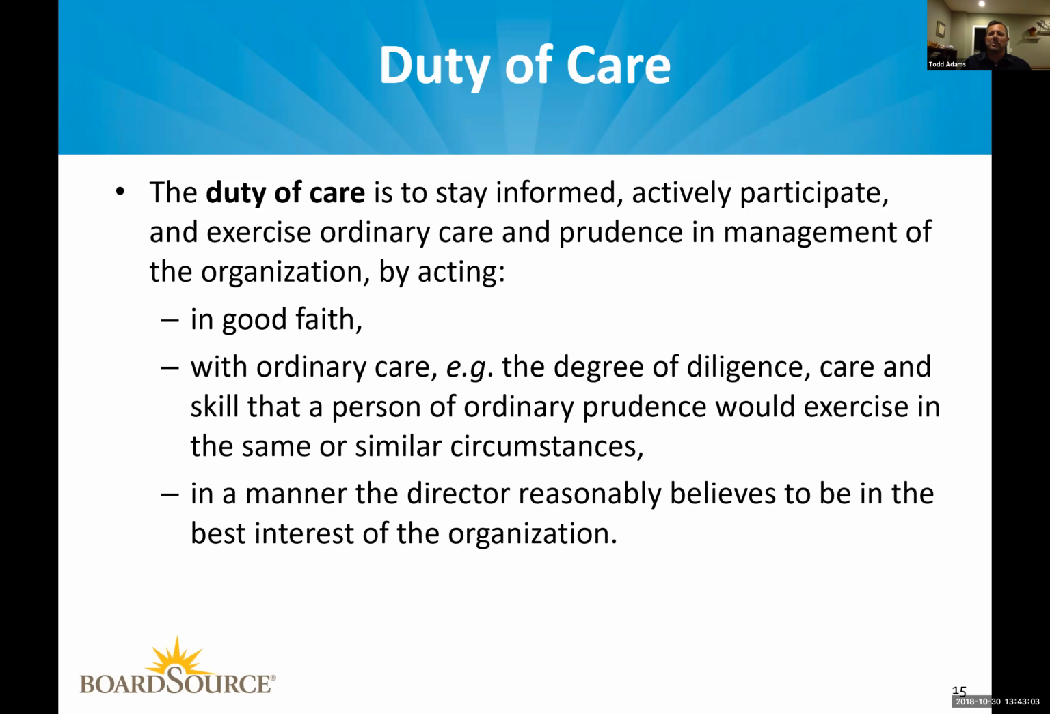Or maybe you want to go out and buy a single piece of property, and we're going to open a high-end bed and breakfast.